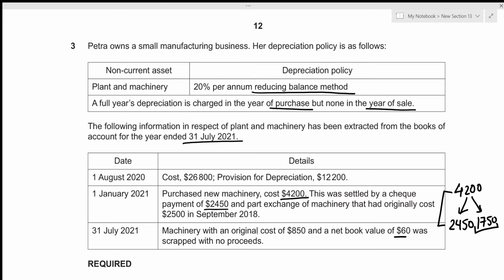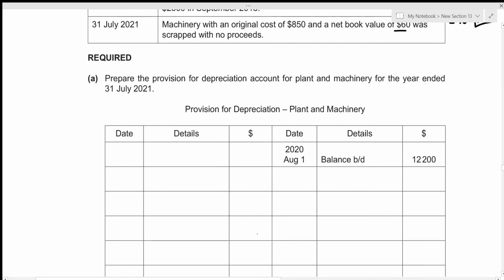All right, let's have a look at the required question. So for the first part, we need to prepare the provision for depreciation account for plant and machinery for the year ended 31st July 2021. So if we're talking about provision for depreciation, then we start with our already existing balance in the provision for depreciation on the credit side, and we record the provision for depreciation of the disposed assets on the debit side, and then we record the depreciation charge for the year on the credit side again. Then we figure out our closing balance of the provision for depreciation, which will obviously be on the debit side.